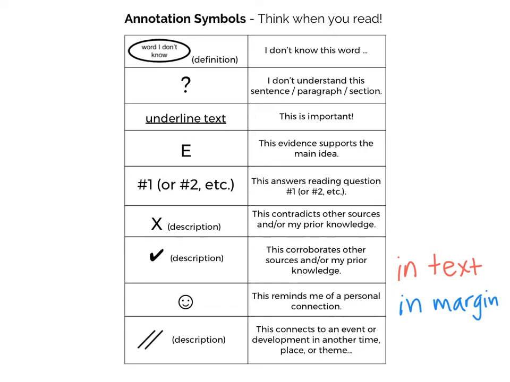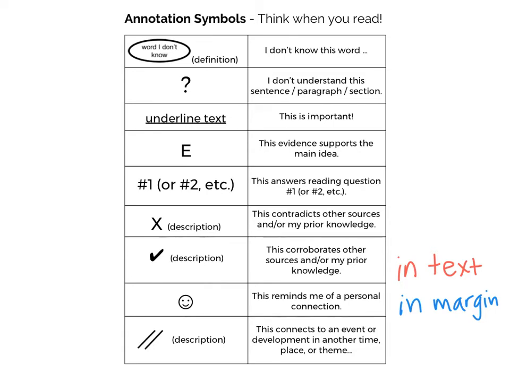So these are the annotation symbols that the AP Social Studies teachers and pre-AP Social Studies teachers are going to ask students to use when they are reading text and trying to gather information from a text. You can see on the right-hand side, I've got in text in red and in margin in blue. The purpose of this video is to explain the annotation symbols and what exactly they mean, when you should use them, and how you should be writing on your text when you use them.